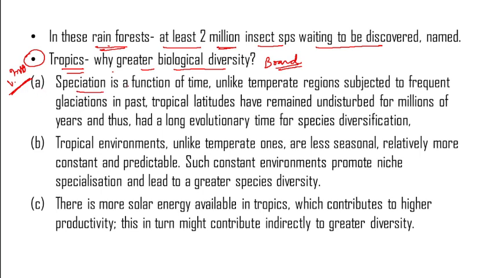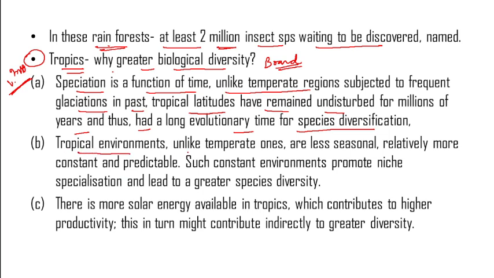First point, speciation is a function of time. Unlike temperate regions subjected to frequent glaciations in the past, tropical latitudes have remained undisturbed for millions of years and thus had a long evolutionary time for species diversification. It means that in temperate areas there were glaciations taking place, so these regions remained disturbed, whereas in the tropical areas there was no glaciation, there was no ice formation, there was no disturbance. So life flourished in the tropical areas.